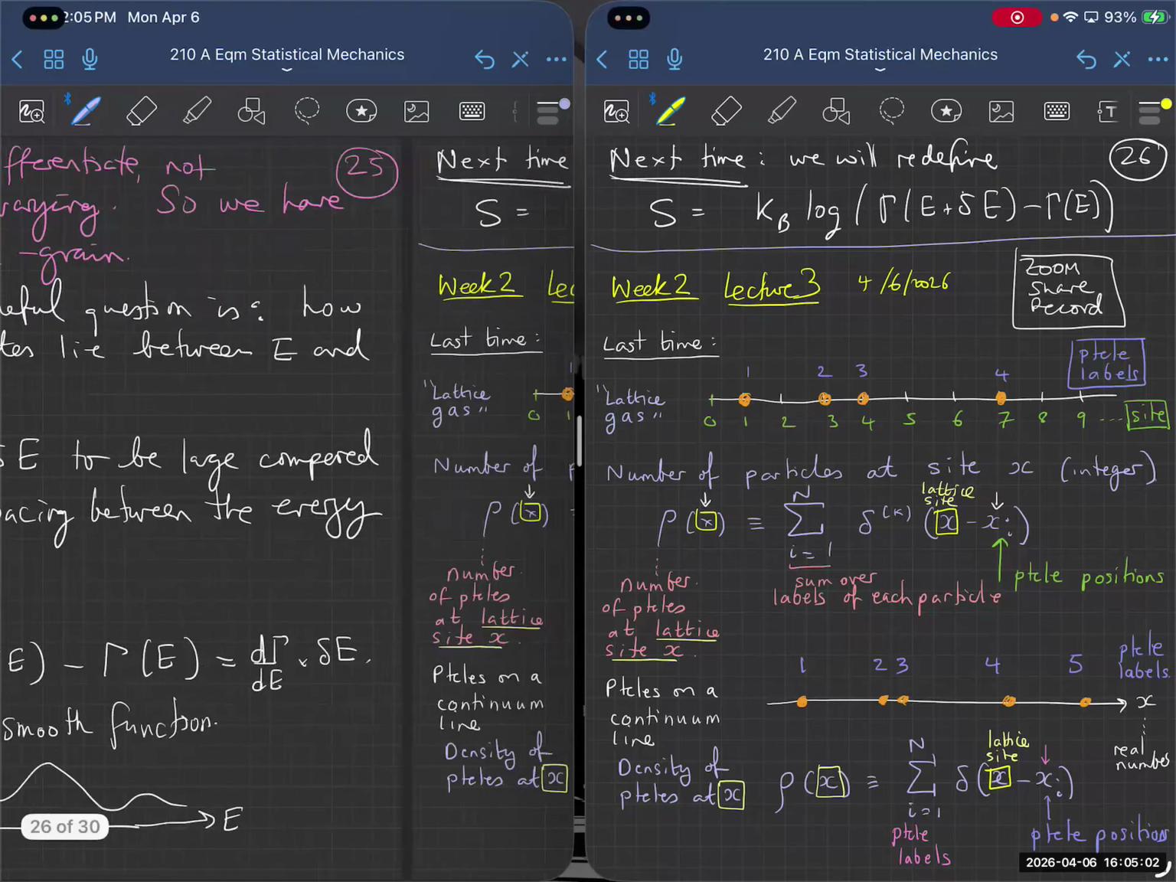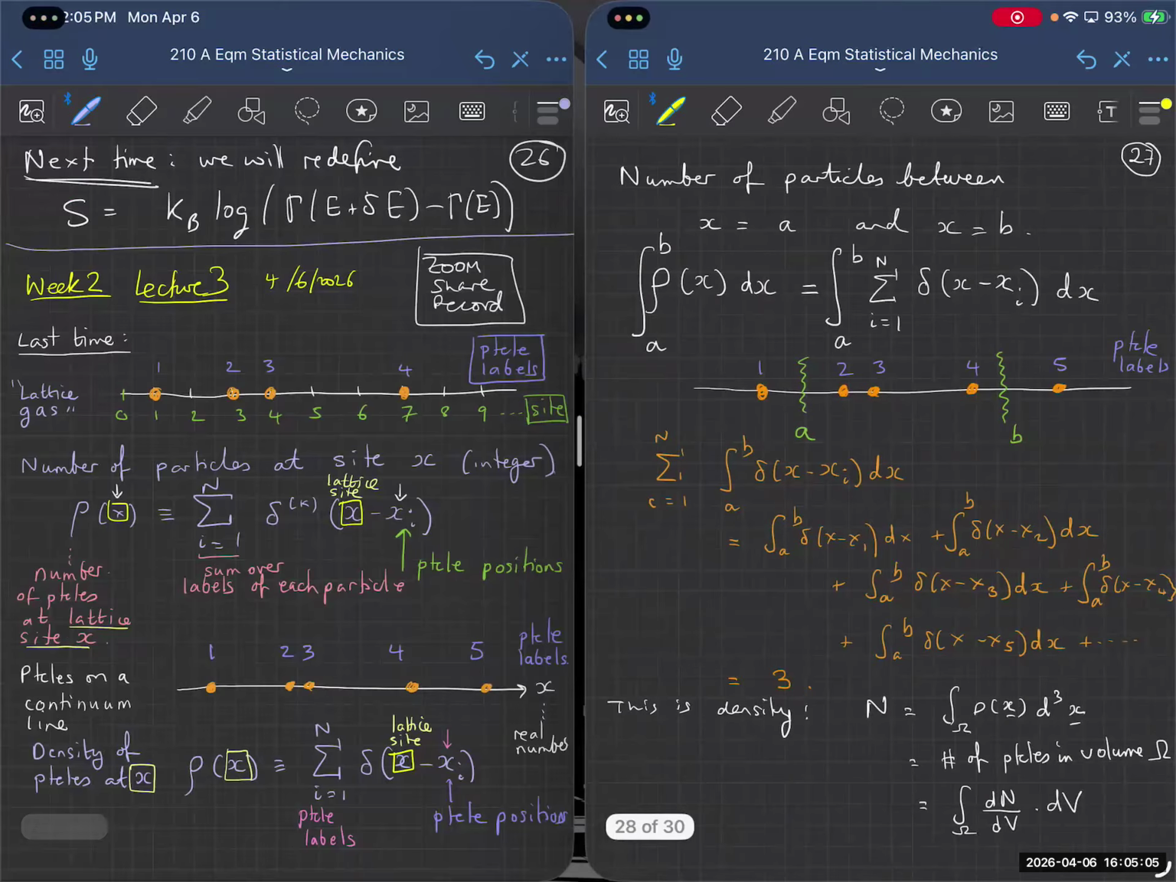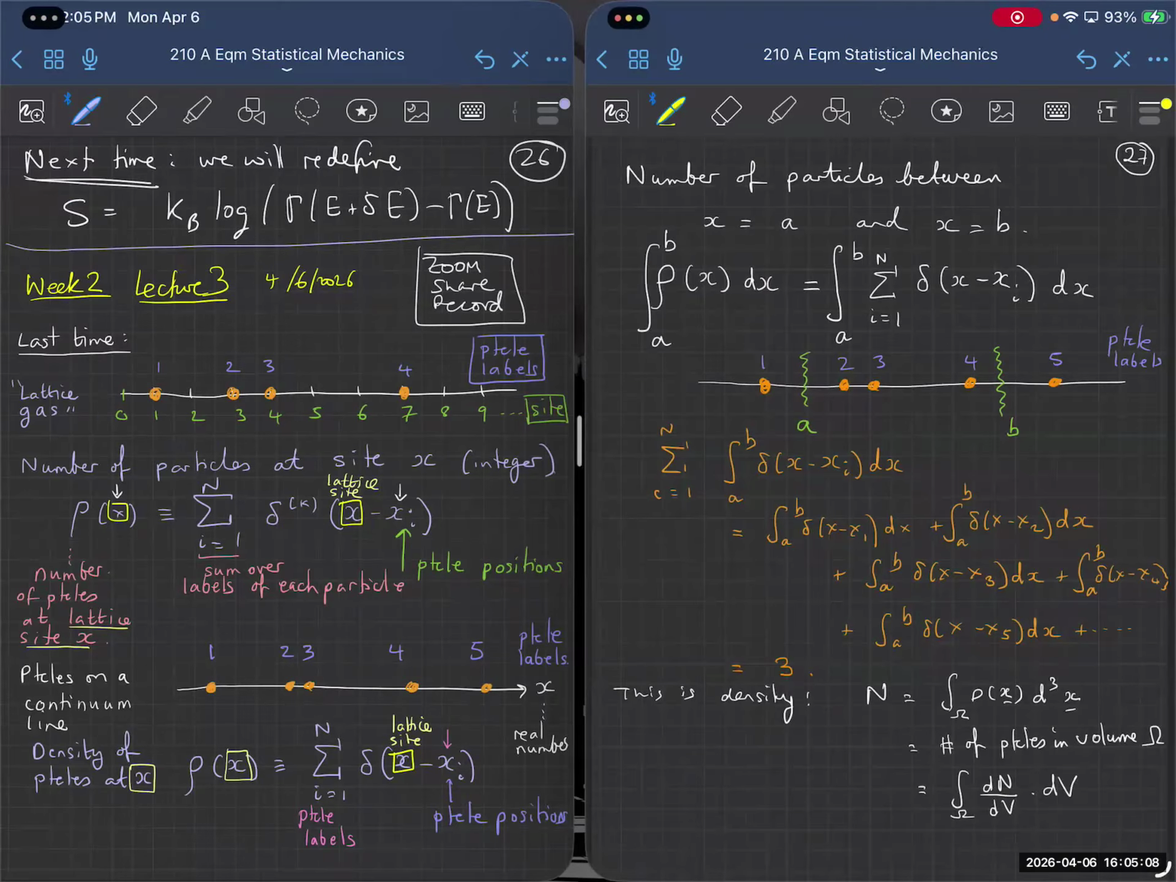But what that really means is that when I take that delta function and integrate it between x equal to a and x equal to b, let's say, what I get is this integral over here. And here again are my particle labels. I've specified the limits a and b over here. Now when I do that integral, we simply expand it out. I'm summing from i equals 1 to n of that integral, so that is equal to the first term, second term, and so on and so forth.